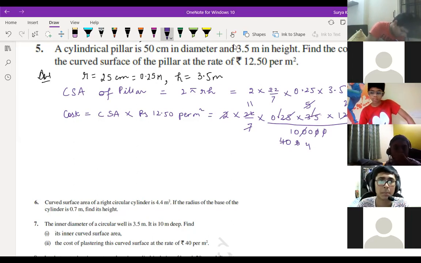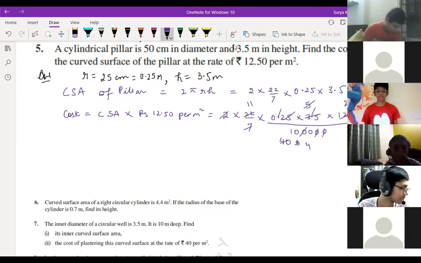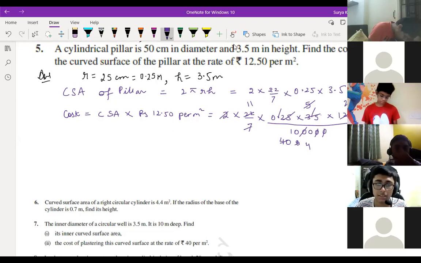Just check once. Cost of painting is 68.75 only, or is some different answer given? Check once, Sahil. Sir, it's the same. Yes, sir. Now, children, just tell me where you are having difficulty. Tell me which part you are lacking behind.